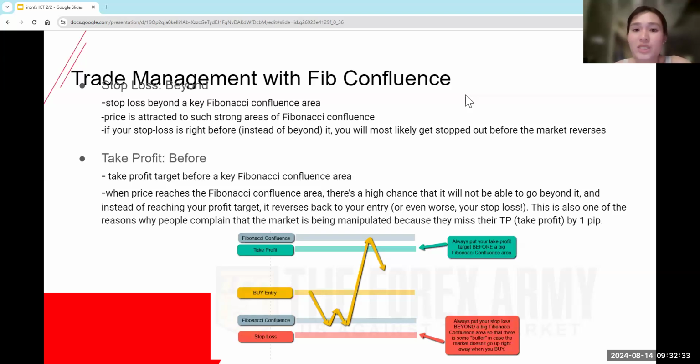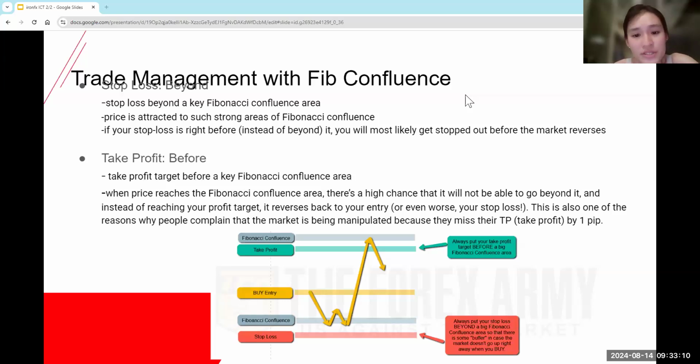But this also works for strong resistance areas or areas where you are predicting strong supply and demand. You get the idea. So it works for any kind of big areas that you're looking at, not just Fibonacci confluence areas. So we would place our stop loss beyond these areas because price is more often than not attracted to such areas of confluence or resistance or support, supply or demand, whatever you call it.